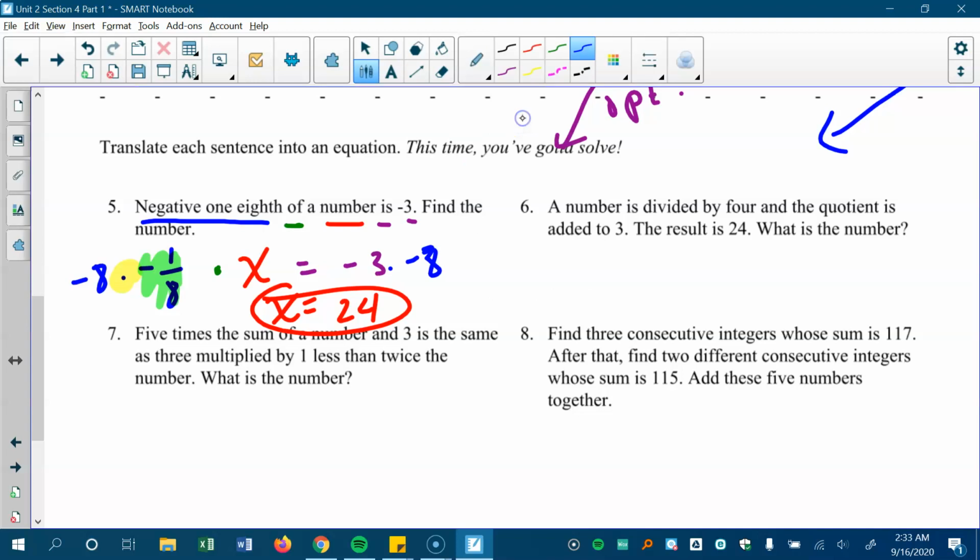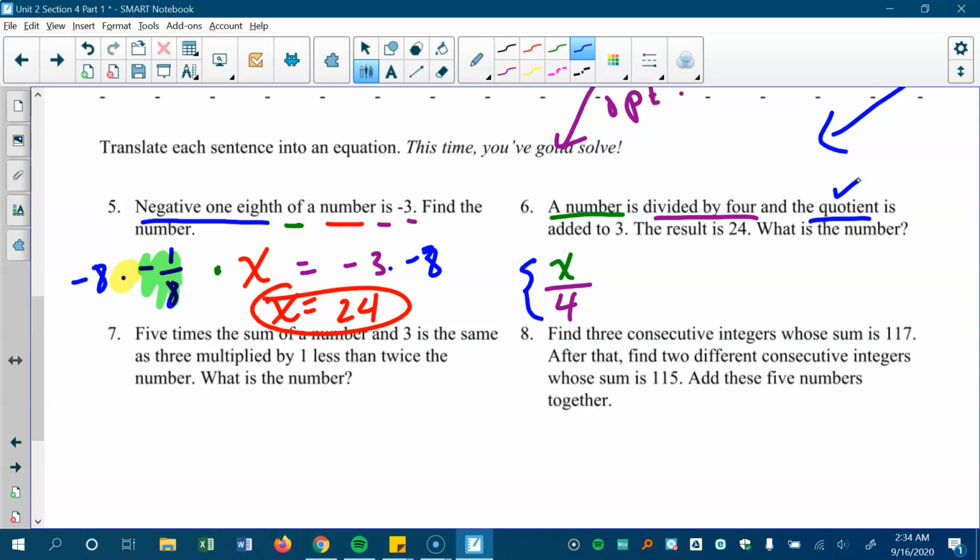6. A says a number is divided by 4 and the quotient is added to 3. Okay, let's start at the beginning. A number, which is going to be x, is, okay, but this isn't an equal sign because it says a number is divided by 4. The way I write division is I'm going to put that vinculum, the fraction bar, divided by 4, and the quotient, well, this is a weird way of writing it, but this is the quotient, so we're good here.